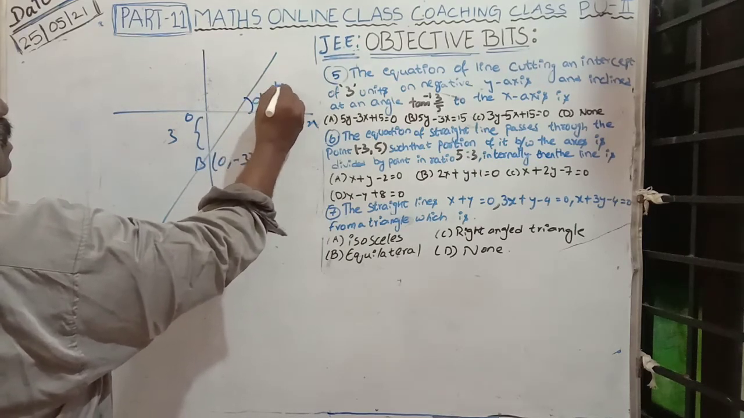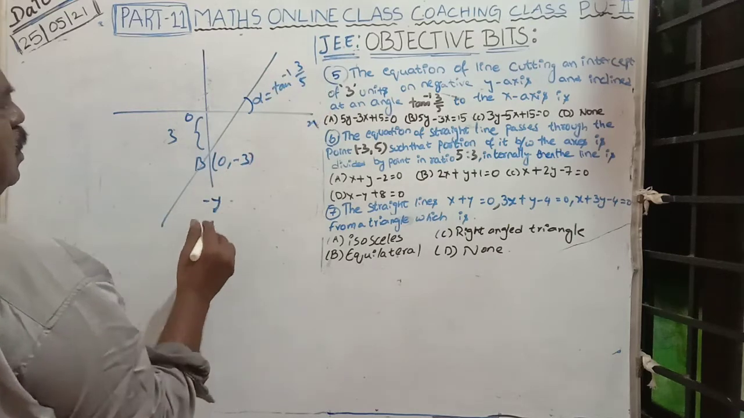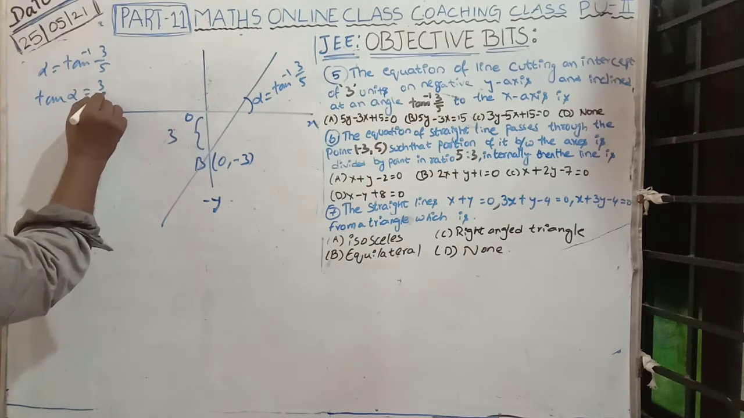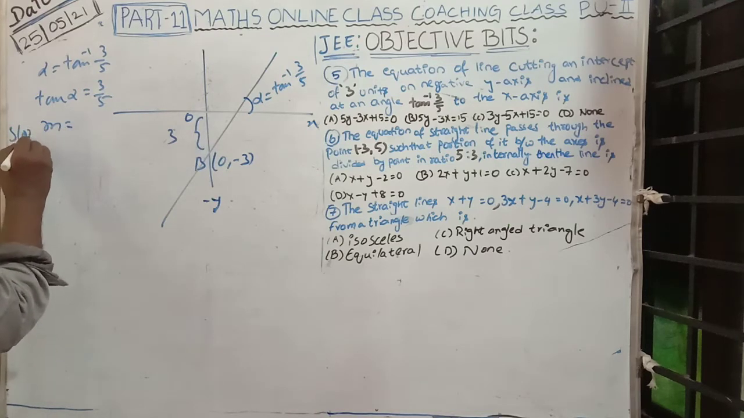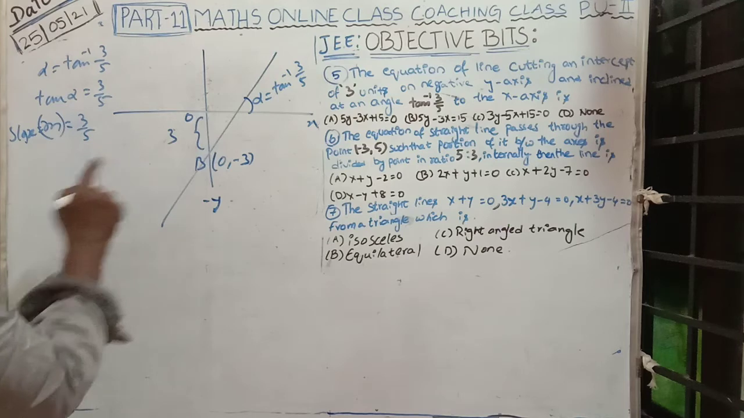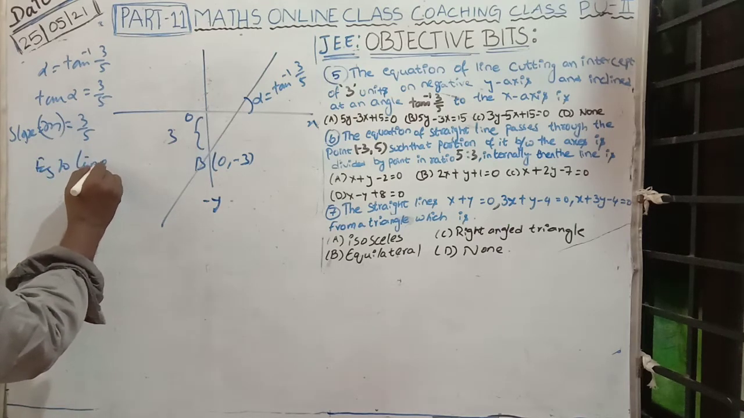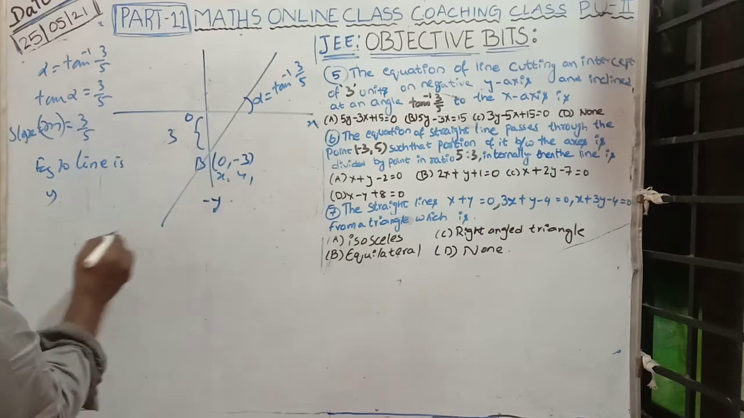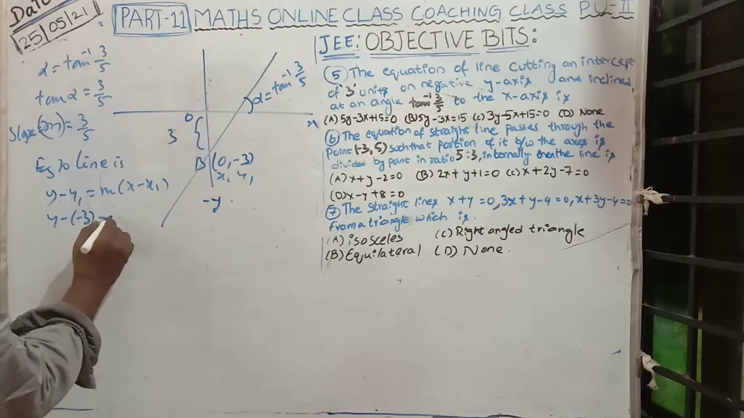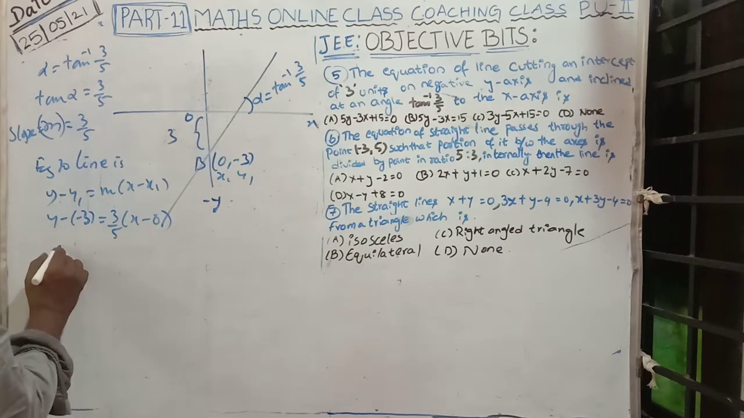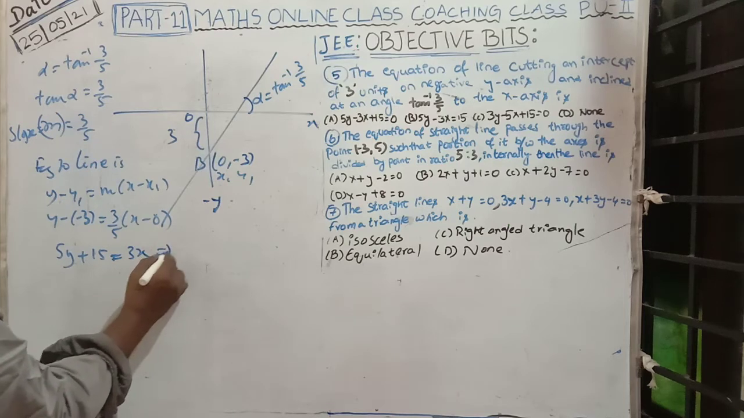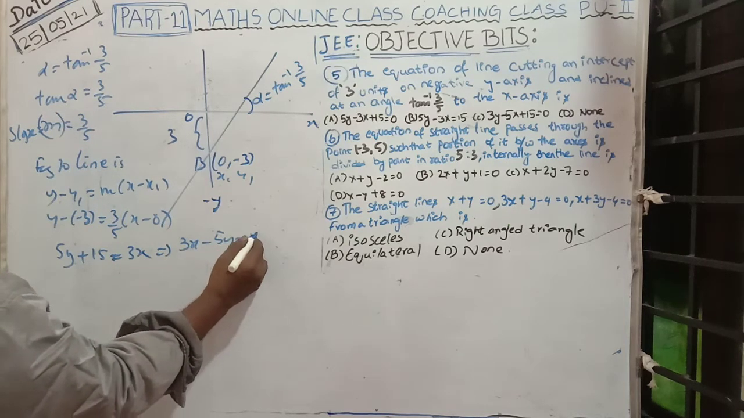But here the angle is tan inverse 3 by 5. Now alpha is equal to tan inverse 3 by 5, which means tan alpha is equal to 3 by 5. Tan alpha means slope. Slope m is equal to 3 by 5. So the slope of the line is there and it passes through a point. Equation of the required line is y minus y1 is equal to m times (x minus x1). y minus (-3) is equal to 3 by 5 times (x minus 0). So this is 5y plus 15, which is 3x. So it is 3x minus 5y minus 15 is equal to 0.